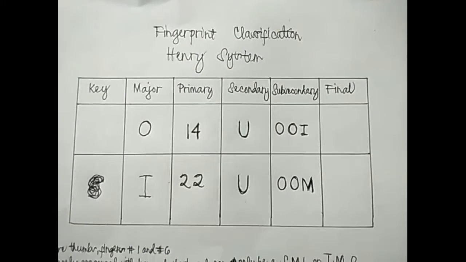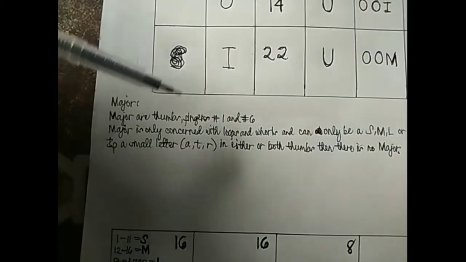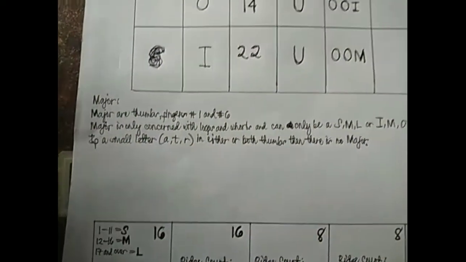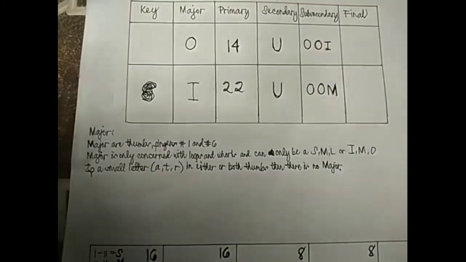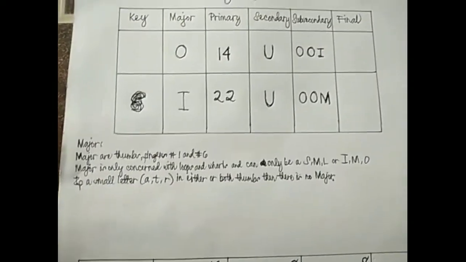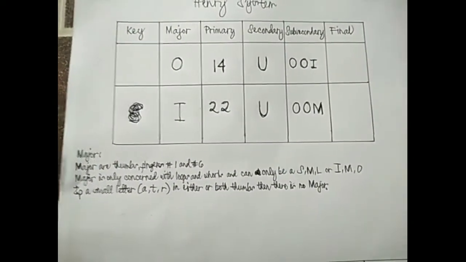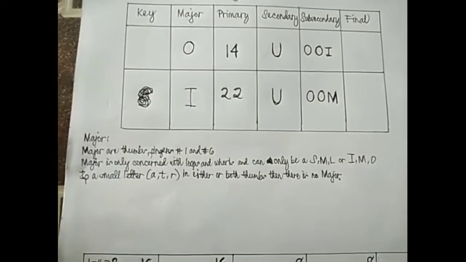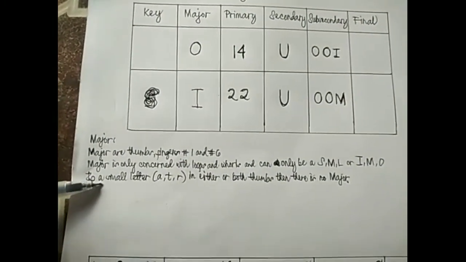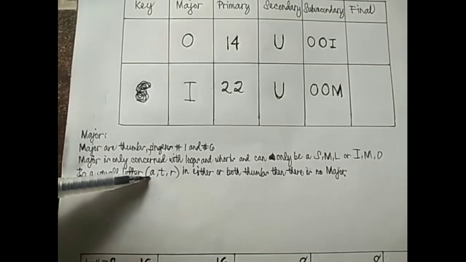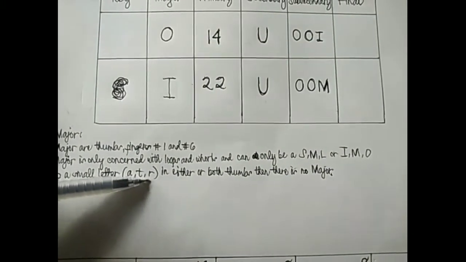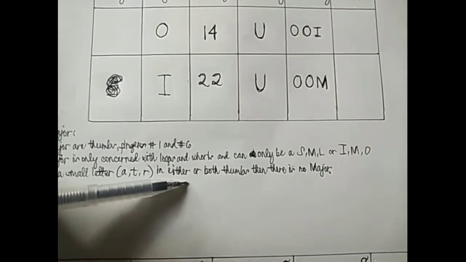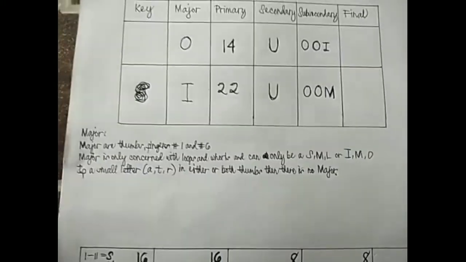Next is to determine the major. So major are thumbs, fingers number 1 and number 6. So major is only concerned with loops and whorls and can only be a capital S, M, L, or capital I, M, and O. So if either of the two thumbs is a small letter A for plain arch, small letter T for tented arch, small letter R for radial loop, in either or both thumbs, then there is no major.